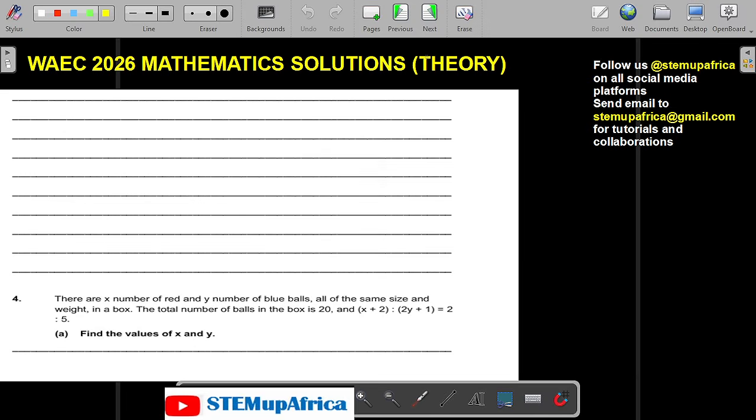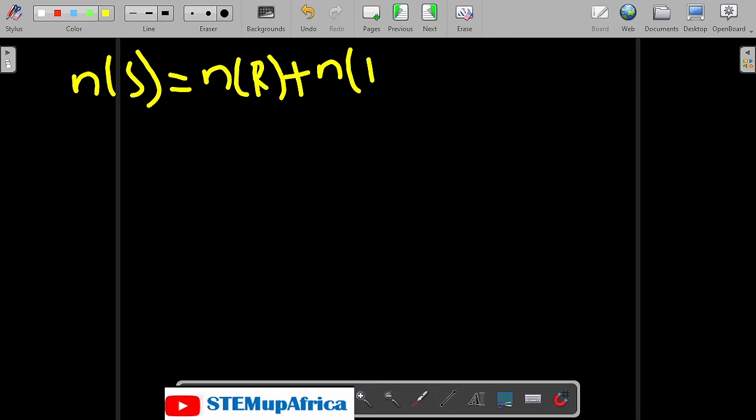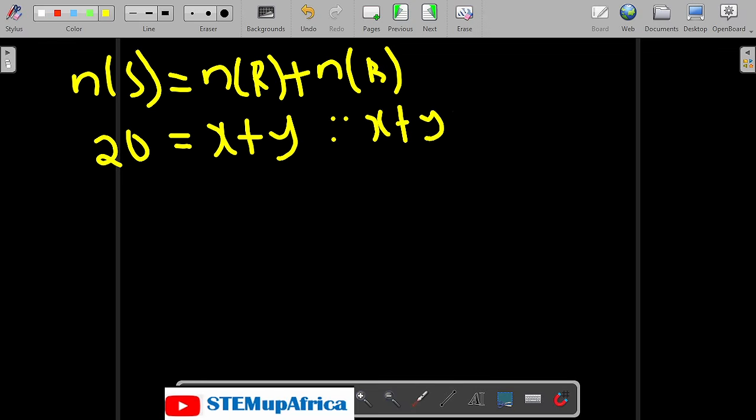So let's get our sample space first, which is the total number of balls. My sample space is the number of red balls plus the number of blue balls. Total balls is 20. Number of red is X, number of blue is Y. Therefore, we have X plus Y equals 20. Let's call it equation 1.